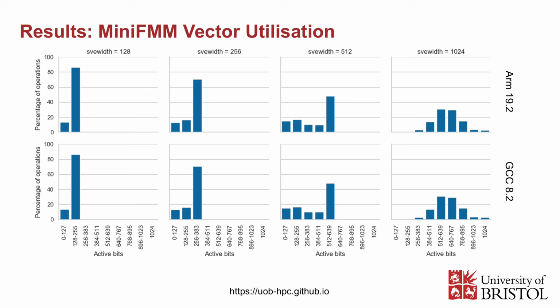This MiniFMM example highlights that with SVE, because of the per lane predication, it is not enough to check that vector instructions are being run when analyzing performance, because it is possible for those operations to only use a small portion of the throughput available.